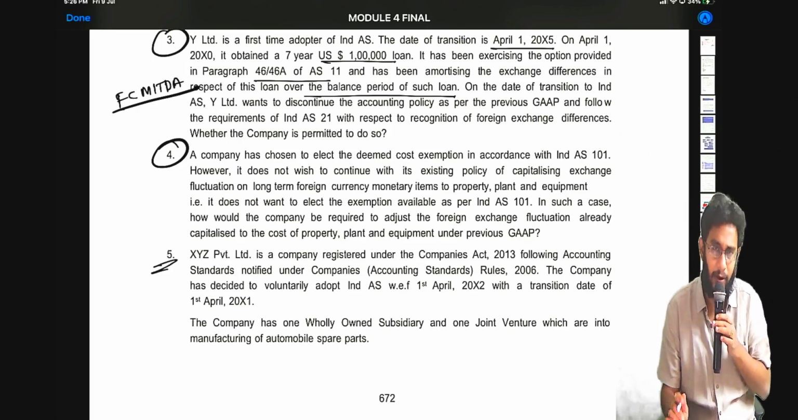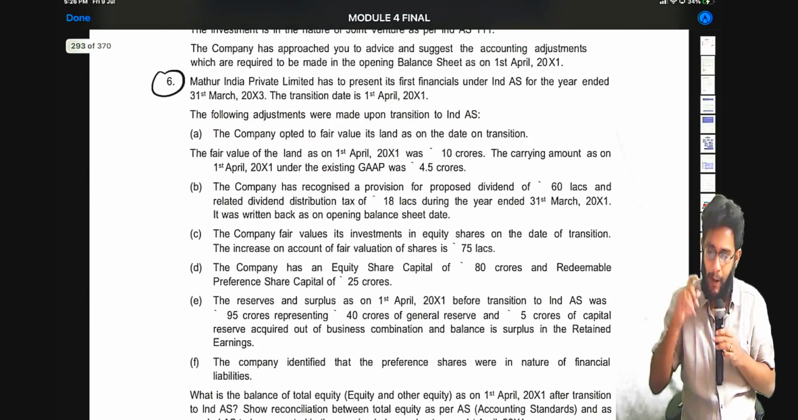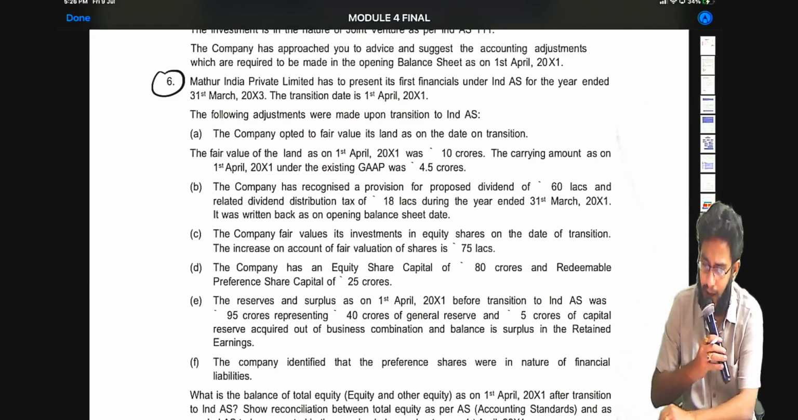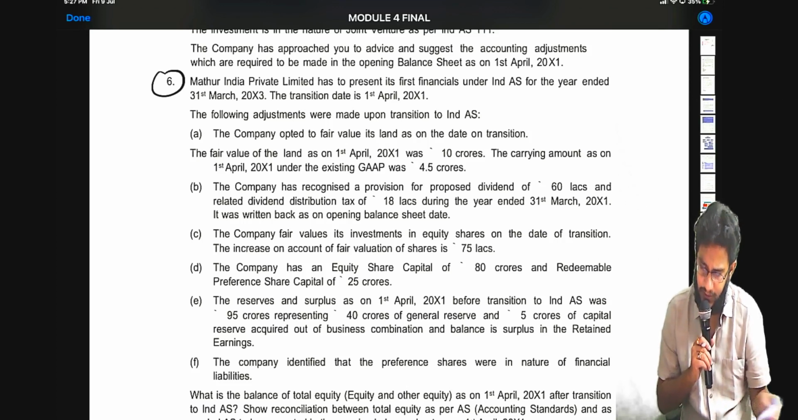Fifth question is a little bigger one. We will do it towards the end. Next, go to the sixth one. Mathur India Private Limited has to present its first financials under Ind AS for the year ended 31st March 2003. Therefore, the transition date is 1st April 2001. That's fine. The following adjustments were made upon transition to Ind AS.